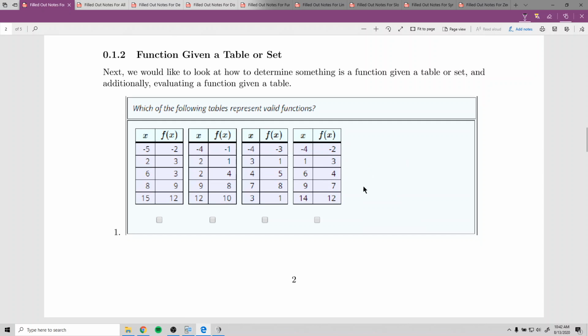Right, so these tables are a good place to start. It asks which of the following tables represent valid functions. So the first thing you want to look for is if there are no repeated x values, it's automatically a function. All right, that's because if the x values aren't repeated, then there can't be more than one y value. So if you look at the one on the left here, no x values are repeated. It doesn't even matter what the y values are. Since no x values are repeated, it is a function.